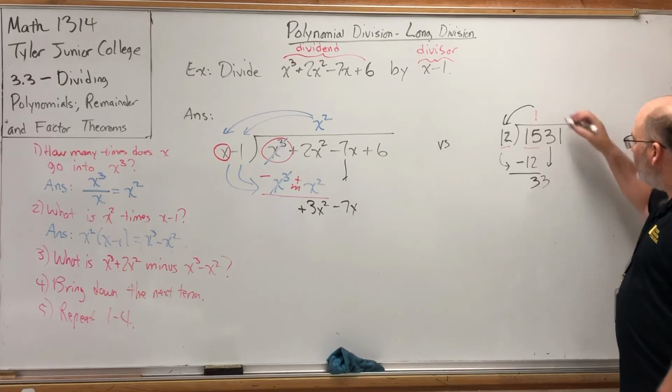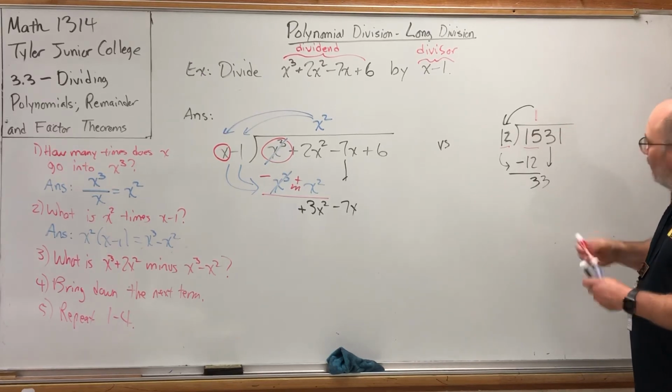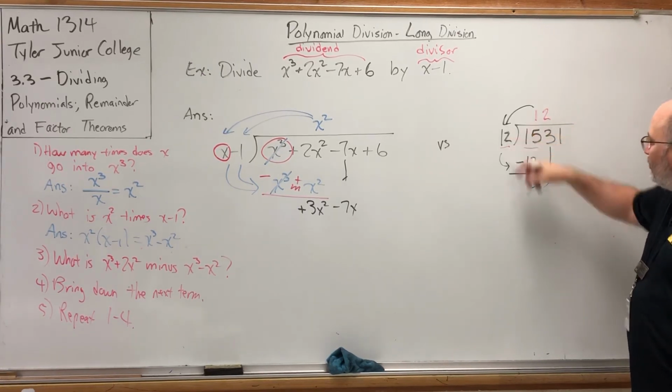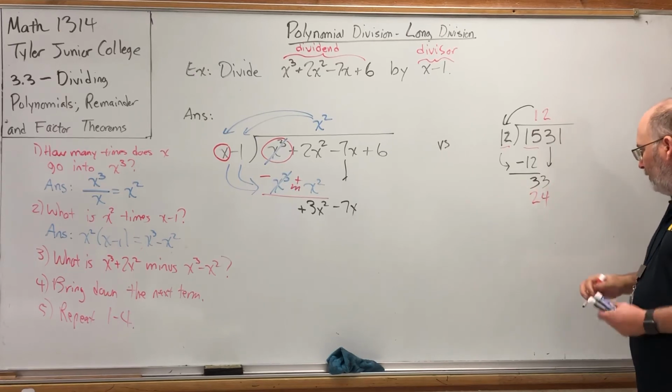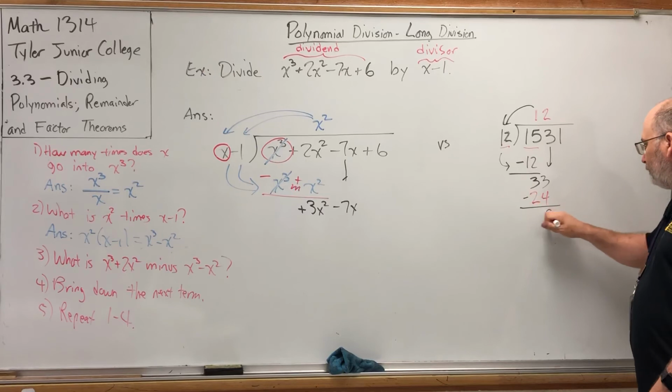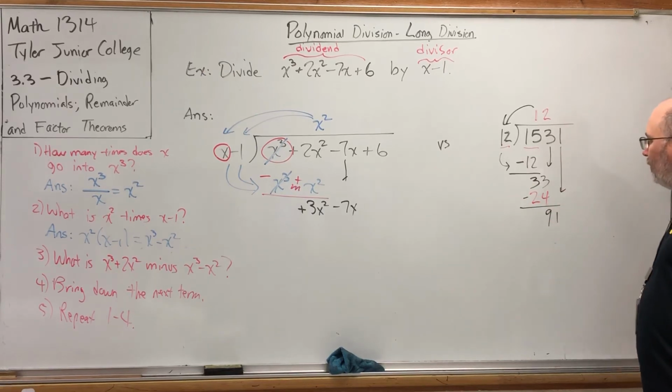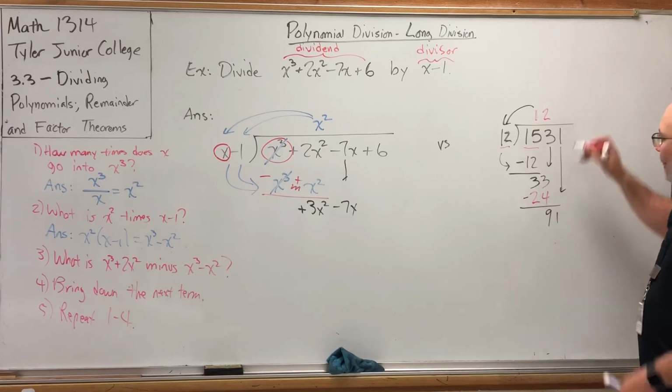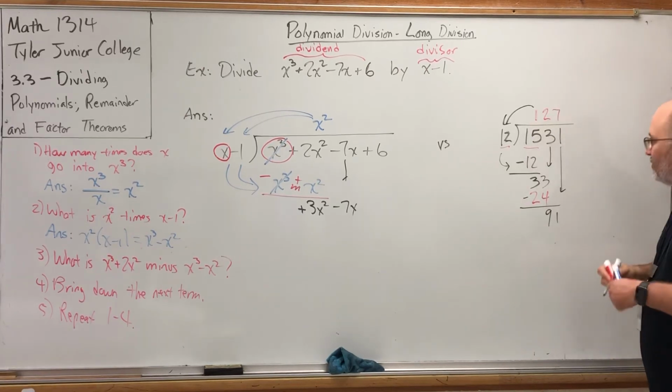12 goes into 33 twice. 2 times 12 is 24. 33 minus 24 is 9. Bring down the 1. 12 will go into 9 7 times. It may take a little while to figure that one out, but it's 7 times.